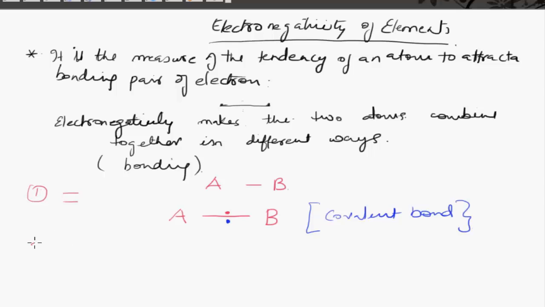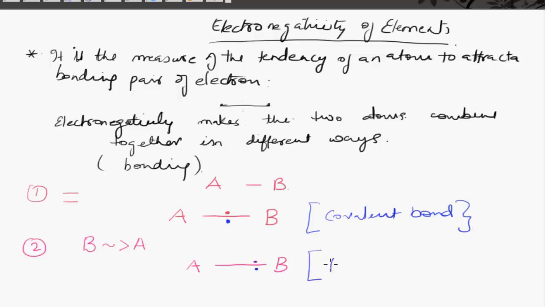Now let's come to the second option. What if B has a slightly greater electronegativity than A? This is A and this is B. So what happens to the electrons? The electron shifts slightly towards B. That means that the B end of the bond has more than its fair share of electrons, so it becomes slightly negative. At the same time, the A end becomes slightly positive. So this is not exactly equal electronegativity; there is a slight difference between the electronegativity of these two atoms.